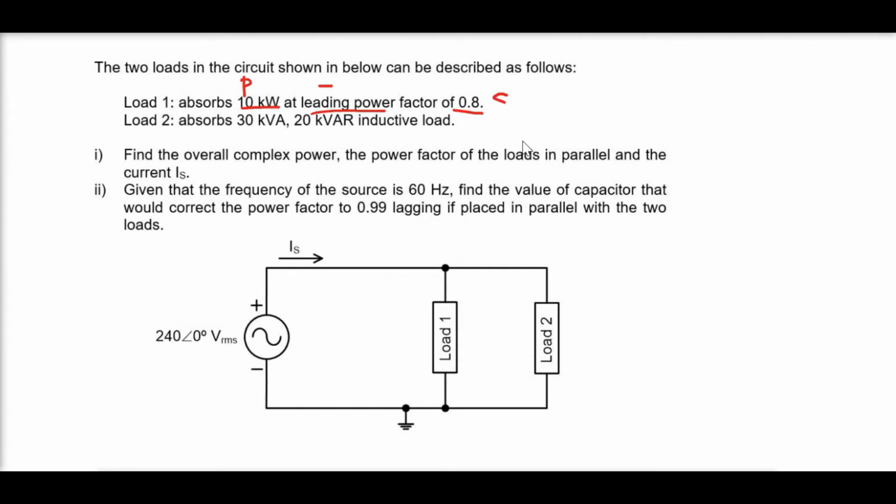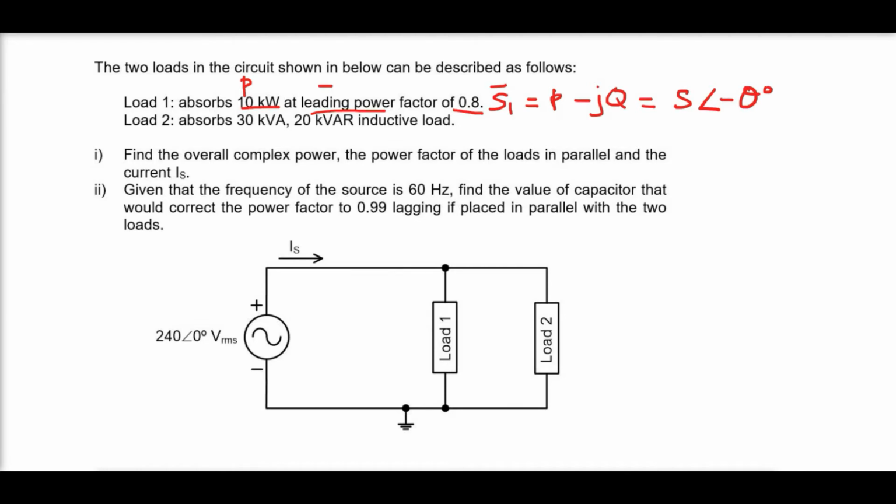So the complex power for the first load is S1 with a bar. I use this bar to distinguish between apparent power and complex power. So the first load should be P minus jQ in rectangular form, or S at angle minus theta in polar form.